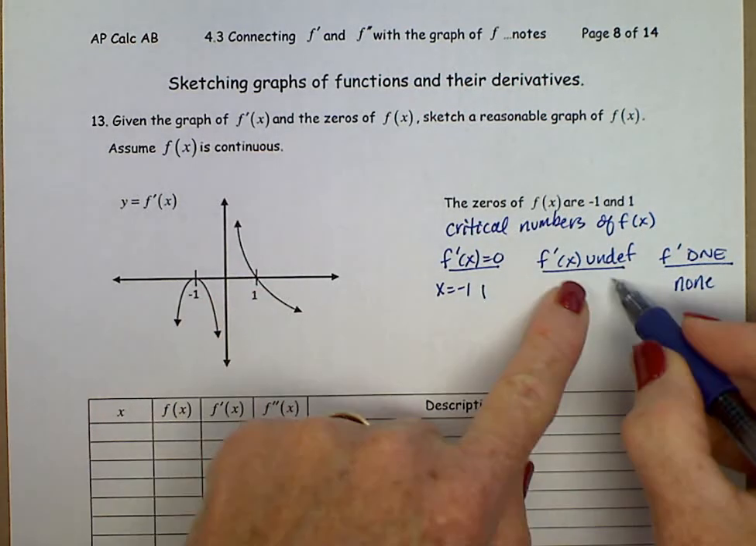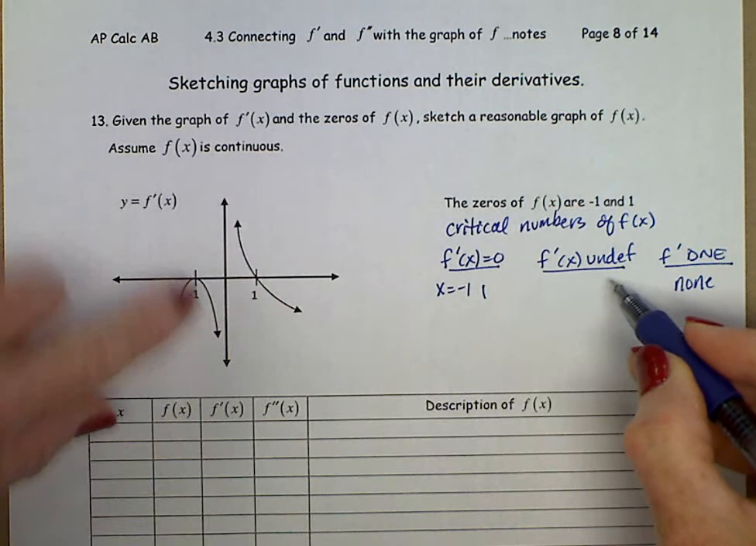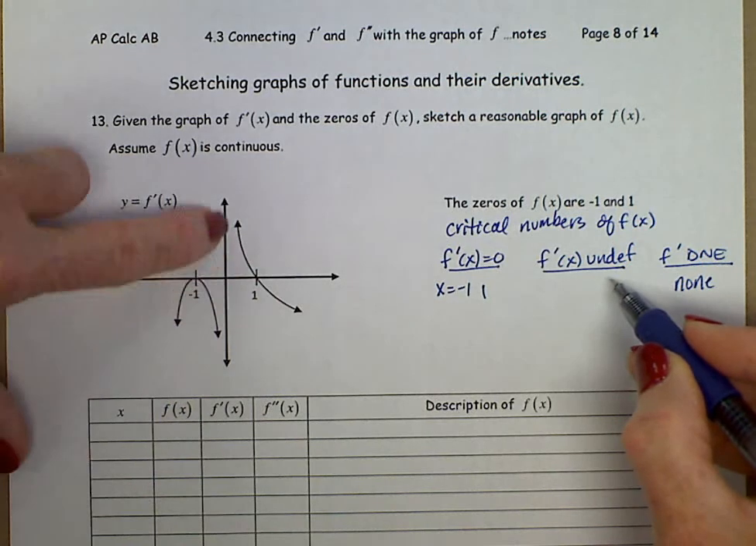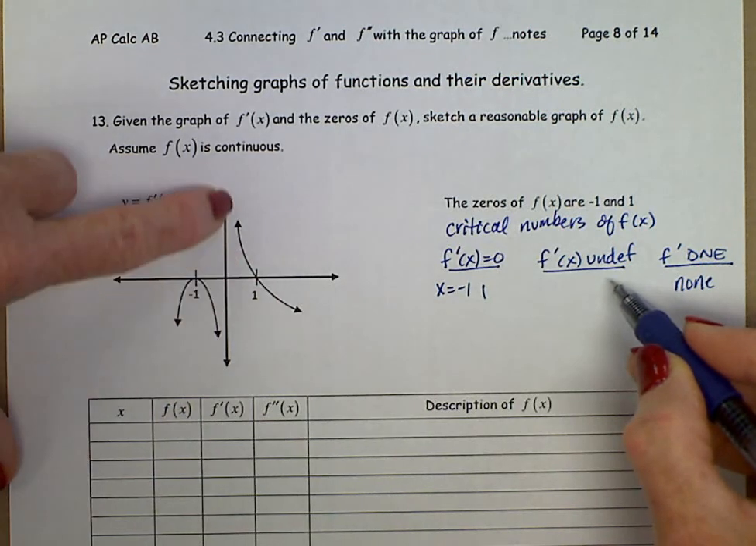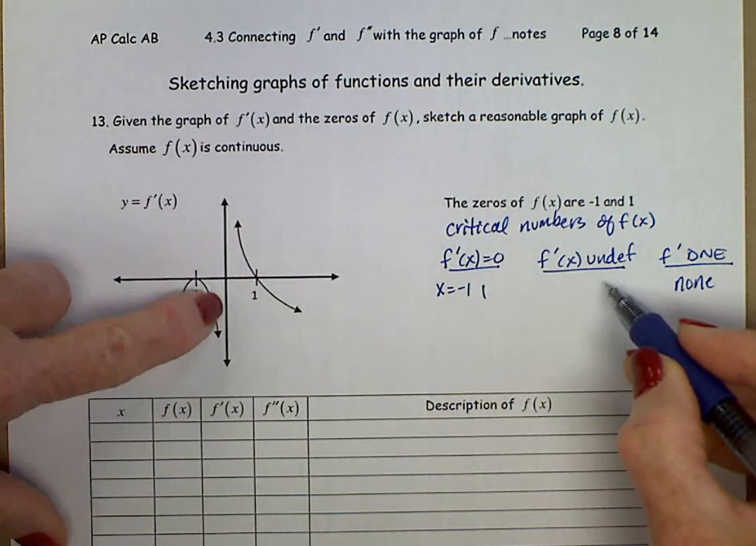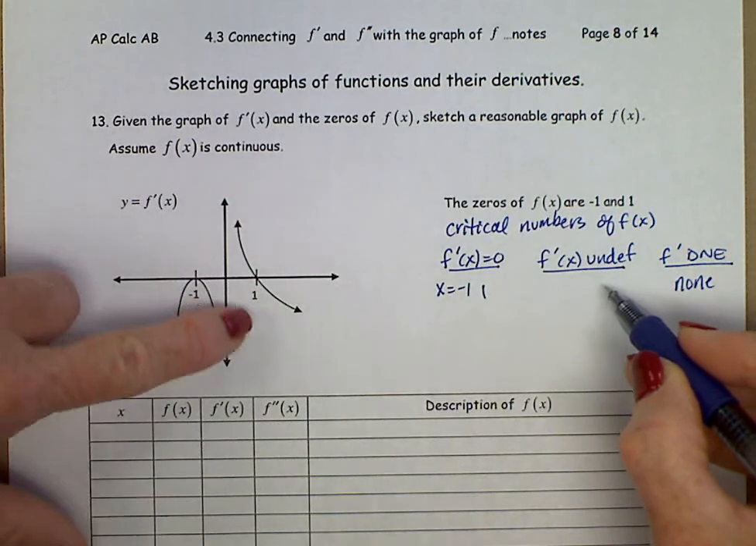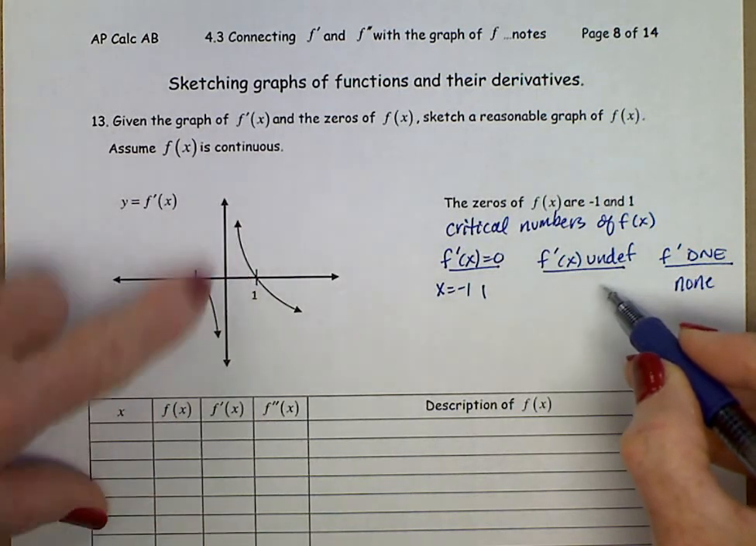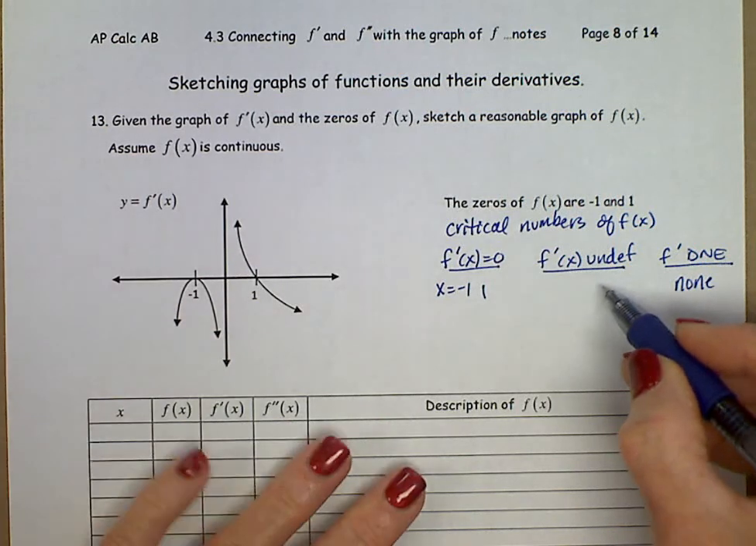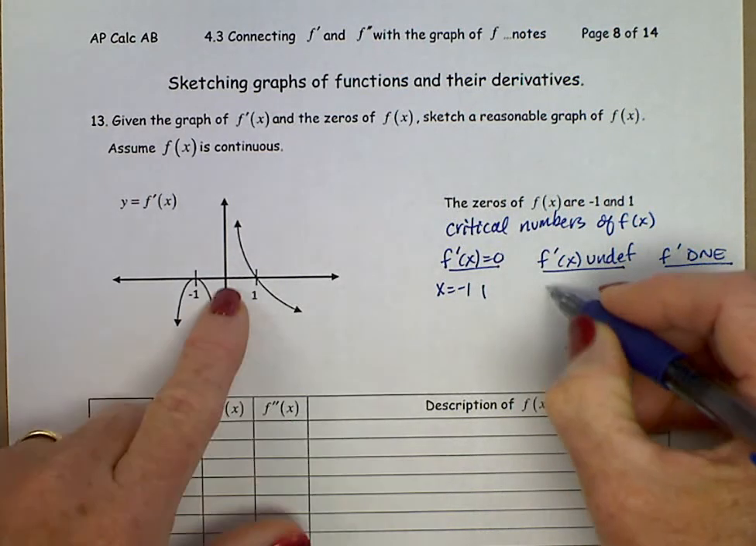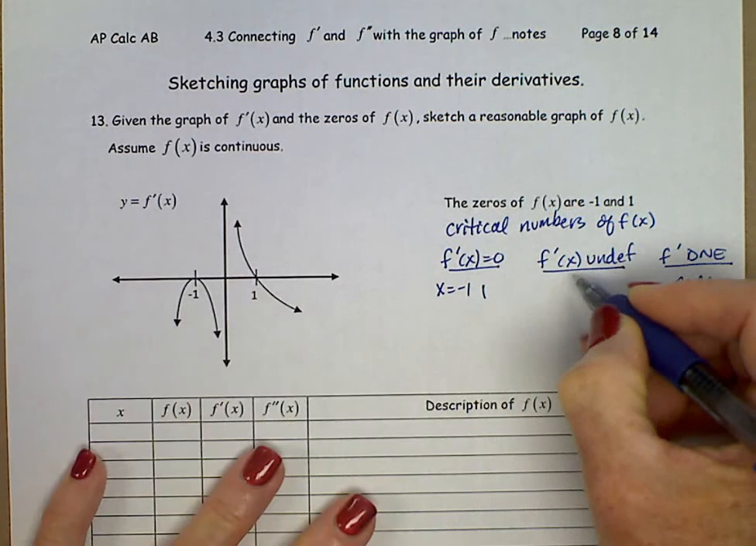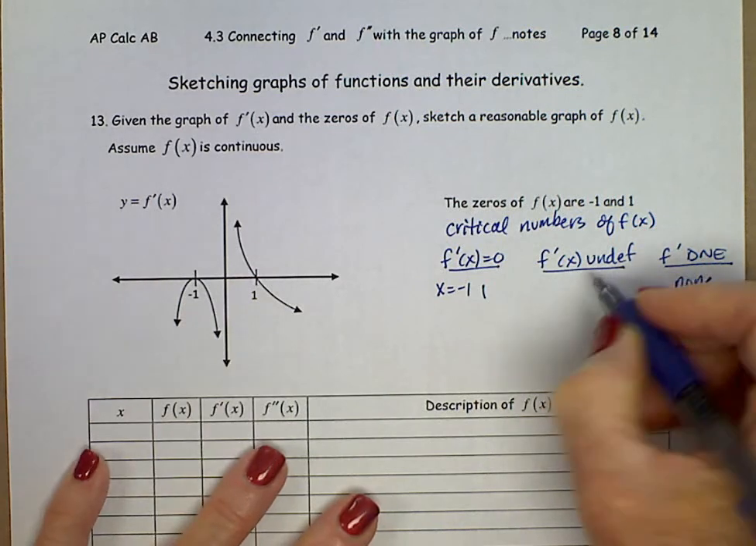F prime undefined, we're looking for these vertical pieces. This piece going up toward positive infinity, this piece going down toward negative infinity. Slopes increasing without bound, slopes decreasing without bound. So these are going to be our places where f prime is undefined.